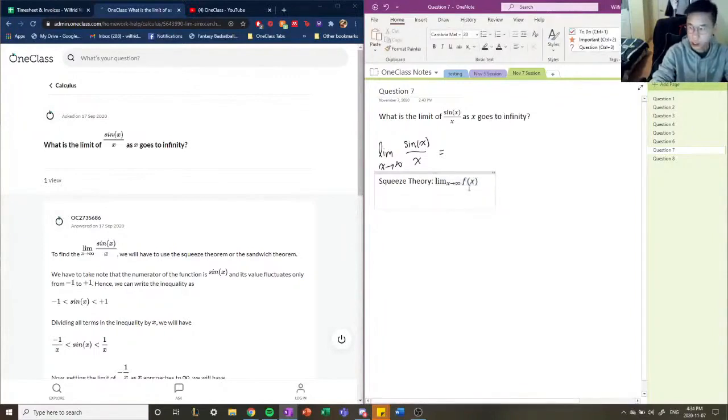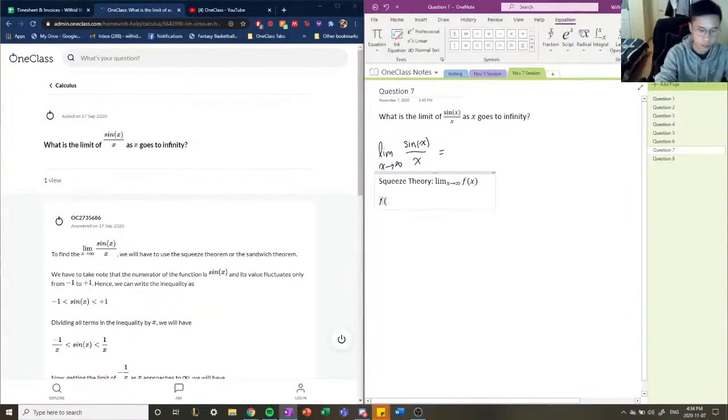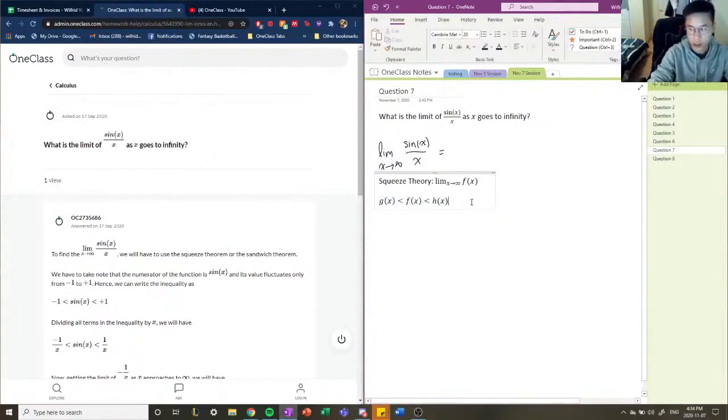So instead, we can find two simpler functions to squeeze between. What I mean by squeeze is that we can find a function g of x, which is always going to be less than f of x, and we can find a function h of x, which will always be greater than f of x, right? As I explain further, you guys are not just going to need to guess these functions. There's a way to find these kinds of functions.